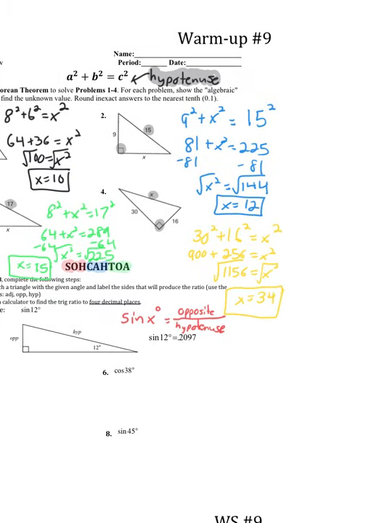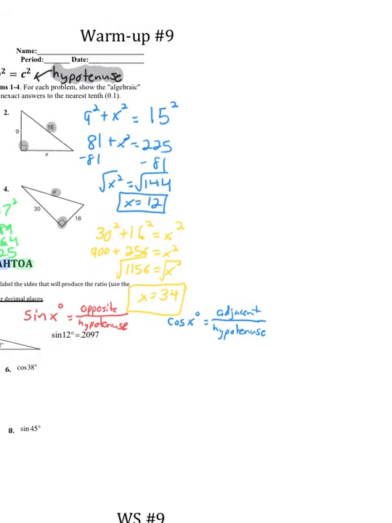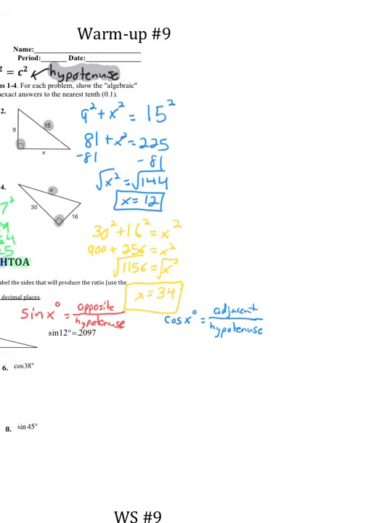Cosine of x degrees equals adjacent over hypotenuse. And then the last part is tangent. Tangent of x degrees equals opposite over adjacent.